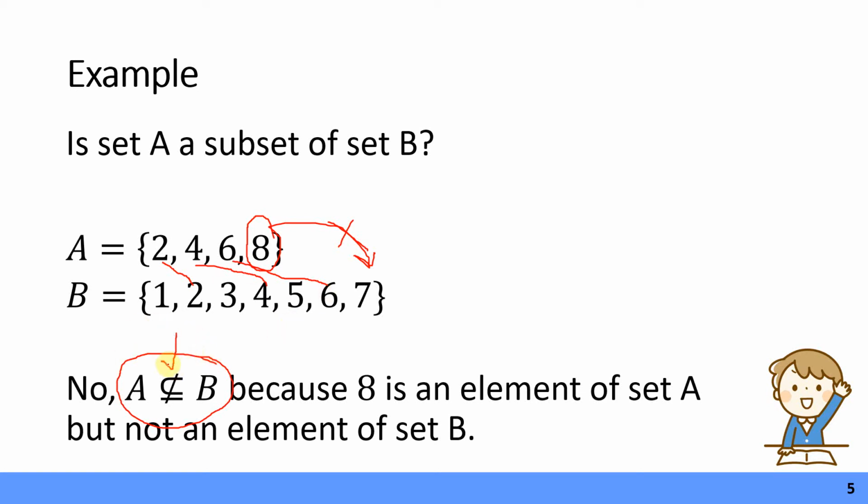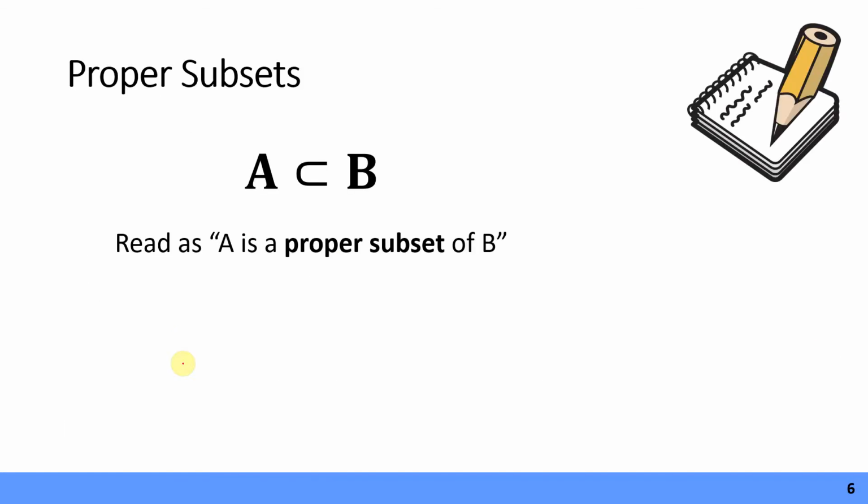Pretty straightforward. Just make sure you know the difference between the symbols. When we do have a subset, it's the original symbol. When we do not have a subset, we put a little slash through it. So that's the introduction to subsets.